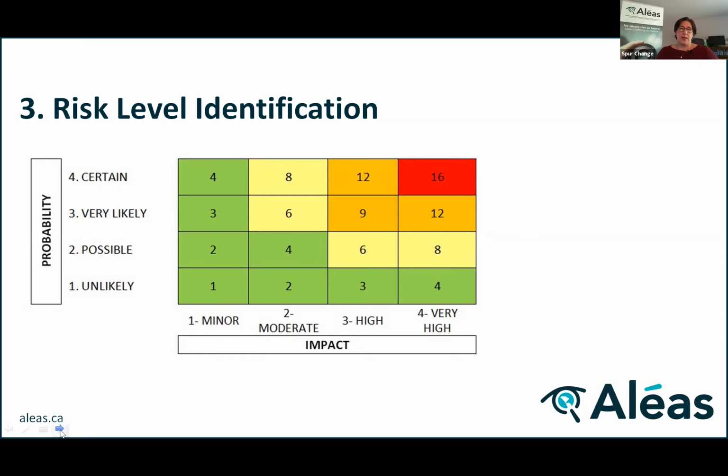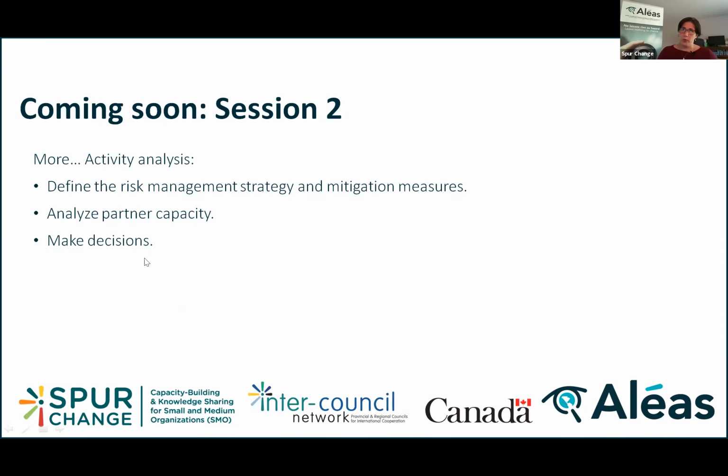So what does that mean? We'll have to look into it further in session 2. So we're going to look into the risk management strategy and mitigation measures. We're going to look into the analysis of the partner capacity and how to make decisions once you've analyzed all of this and you've attained your residual risk.